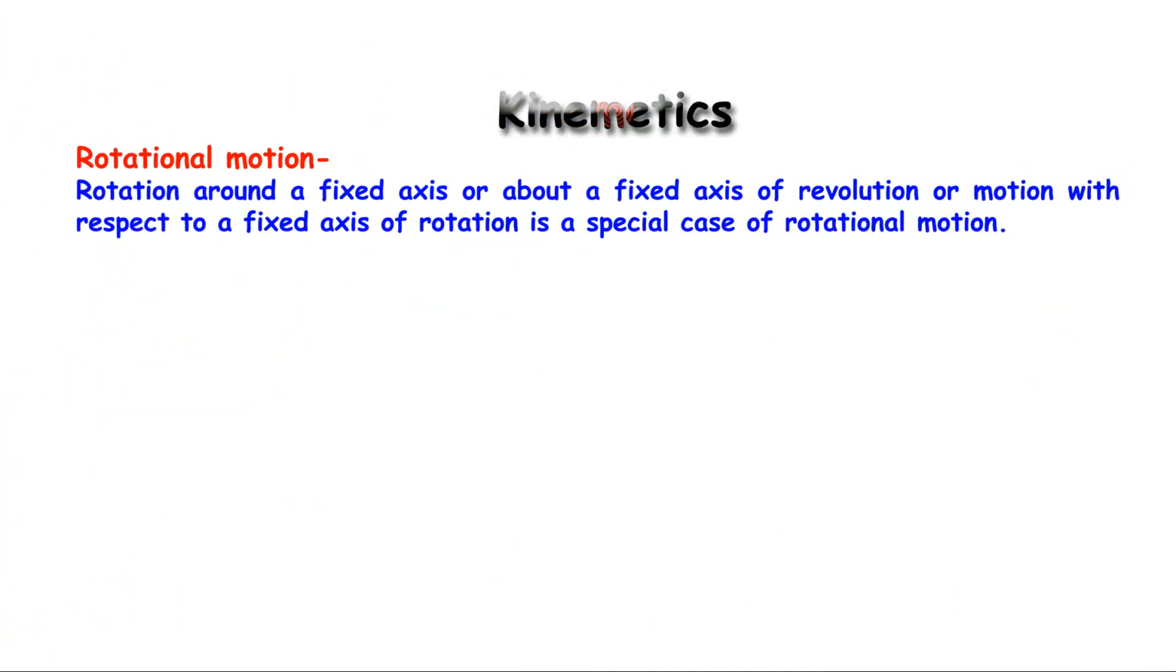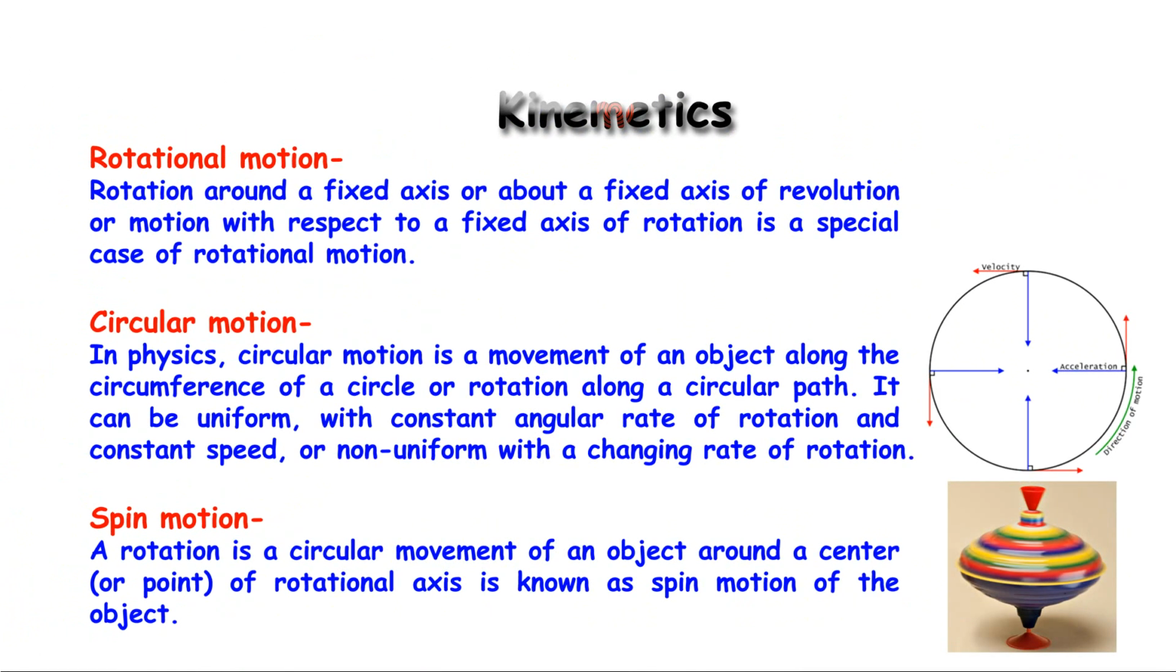Now, to define the rotational motion, we will find that there is a fixed axis or a fixed point. Centering the fixed axis or the fixed point, the object rotates in a circular path, and such type of motion is known as the rotational motion. The rotational motion can be further classified into two more parts, one circular motion and number two spinning motion.